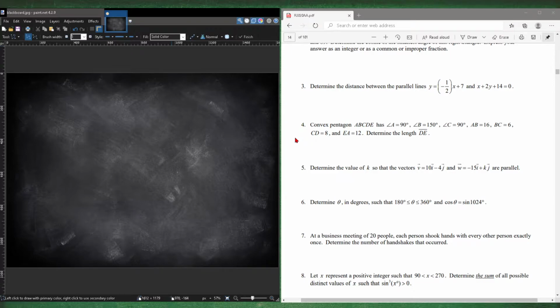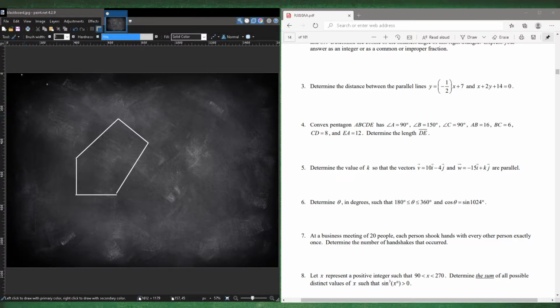So convex pentagon ABCDE has angle A 90, angle B 150, angle C 90, AB is 16, BC is 6, CD is 8, EA equals 12. Determine the length of DE. So let's draw a general shape of how this looks. So that's going to be our A. Our B is something like this. And then our C is perpendicular to that, so something like this. And then we don't have any other angles, so let's just connect these two together.